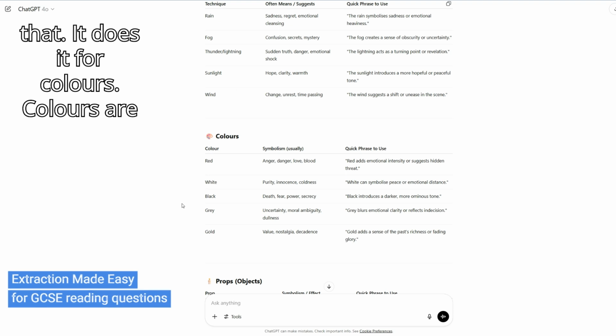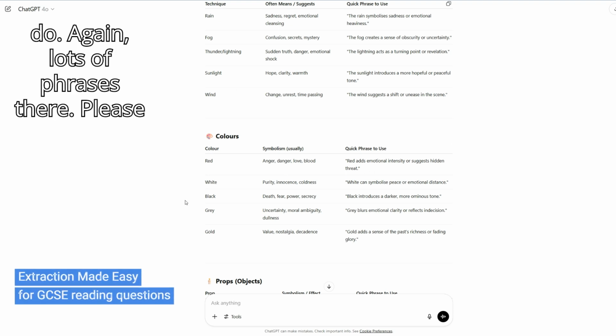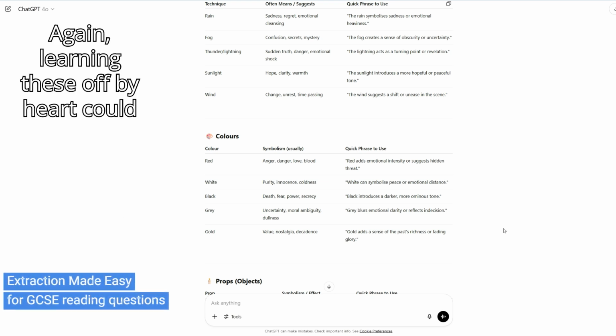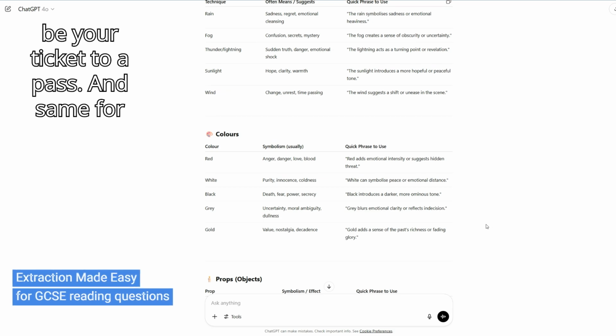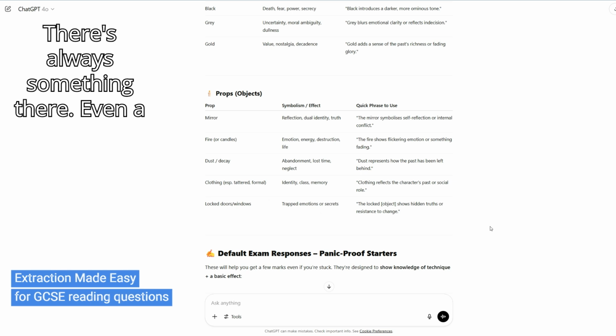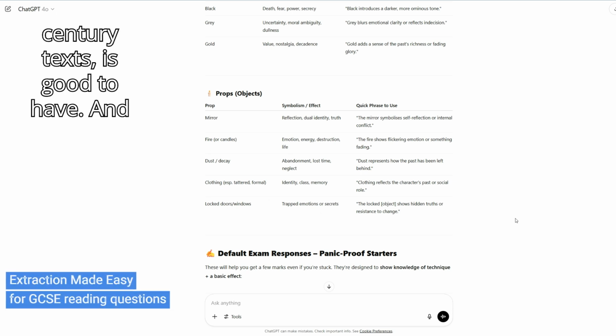It does it for colours. Colours are really simple, but they're always fun to do. Again, lots of phrases there. Please pause and read these if you need to. Again, learning these off by heart could be your ticket to a pass. And same for props as well. There's always some props. There's always something there. Even a fireplace, which is very common in 19th century text, is good to have.